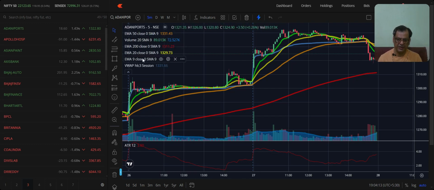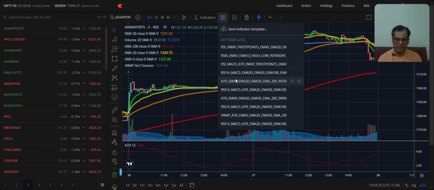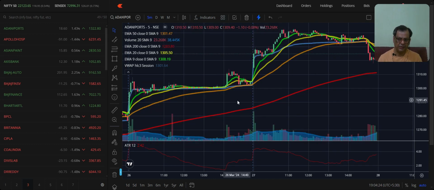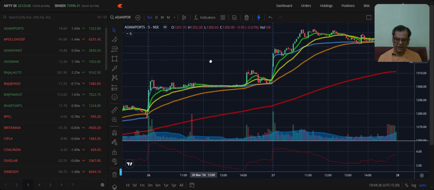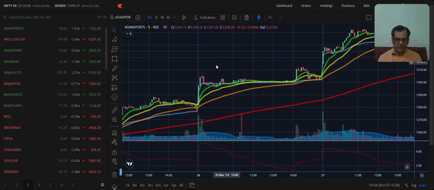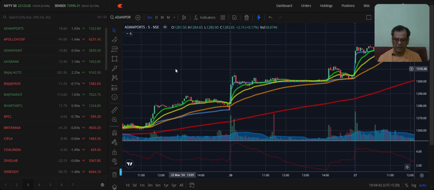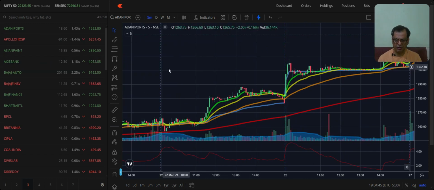If you see here, we've got the 9, 20, 200, or we can switch to something like 9, 20, 50, 200 moving average. I'm going to reduce this. Let's see. This is also flat for 26 March. I'm looking at Adani Ports.